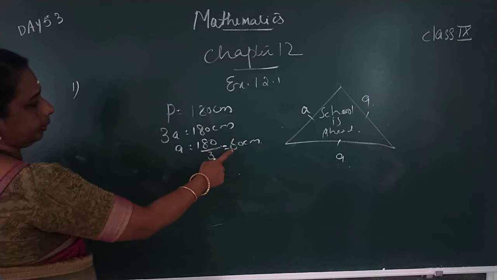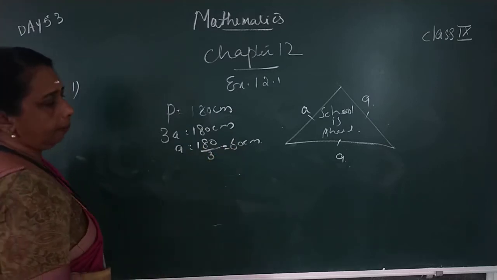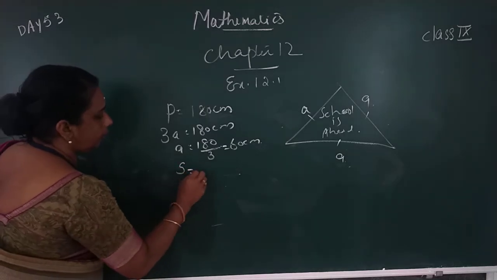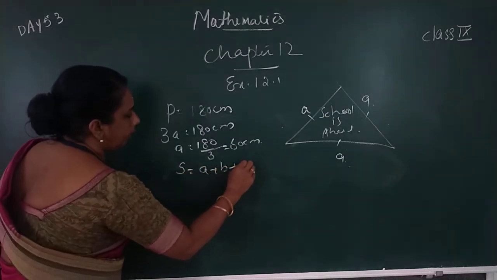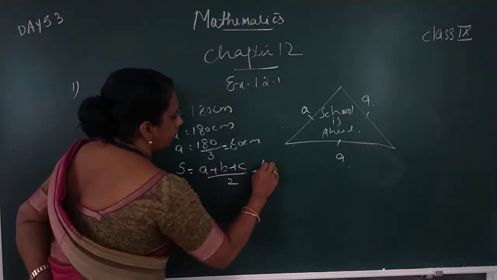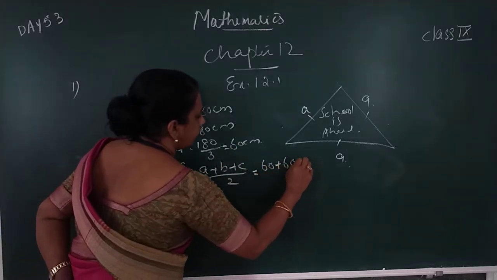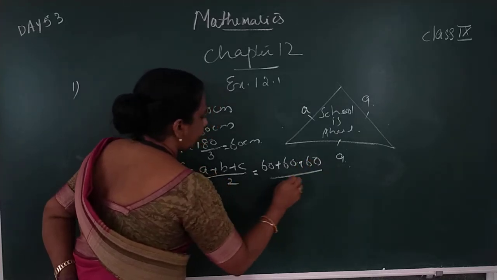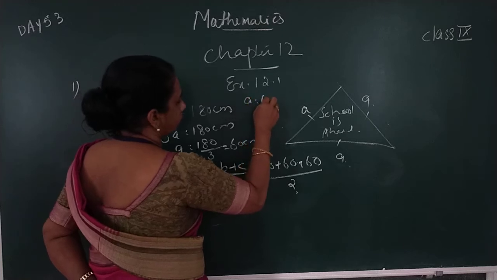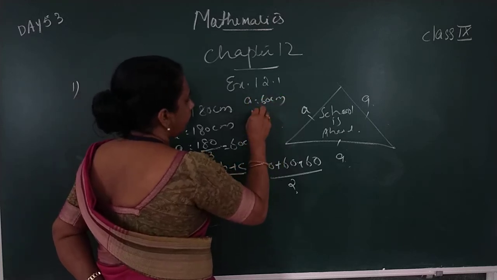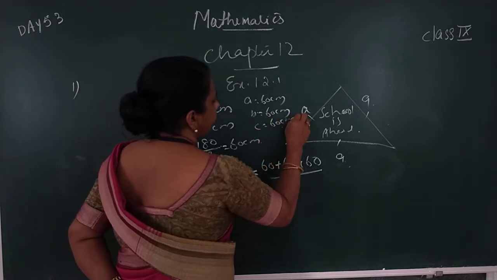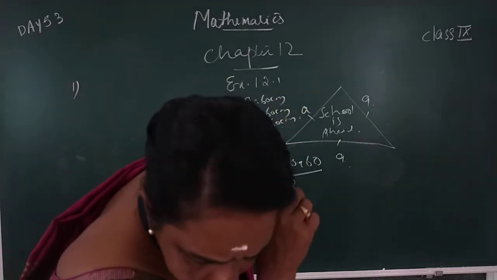Here each side is 60 centimeter. Then what is S here? S is equal to (A plus B plus C) by 2. What is A? 60. 60 plus 60 plus 60 by 2. Each side is equal. Therefore, A is equal to 60 centimeter, B is equal to 60 centimeter, and C is equal to 60 centimeter.